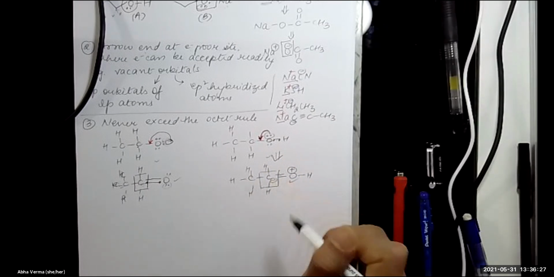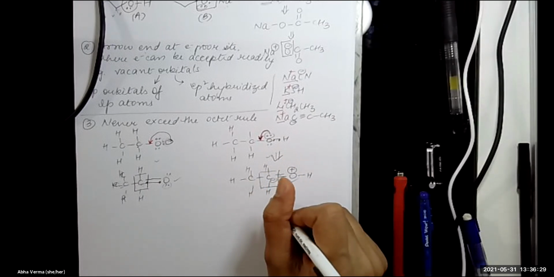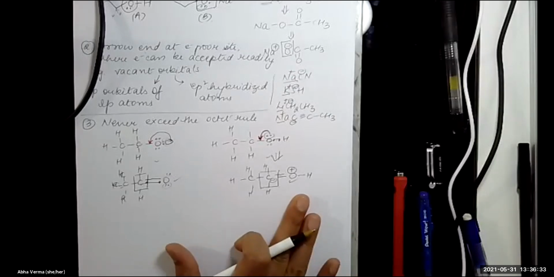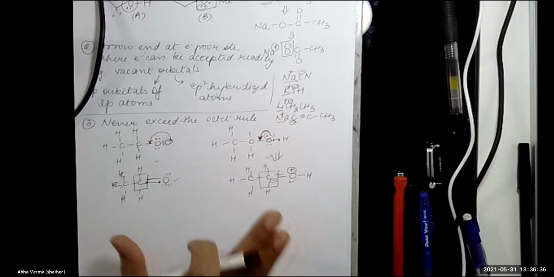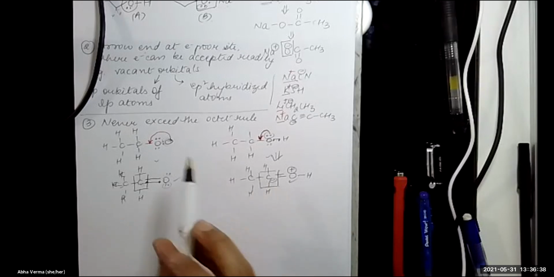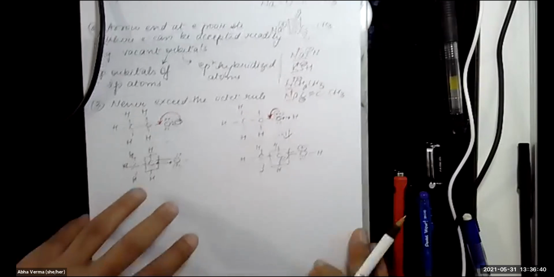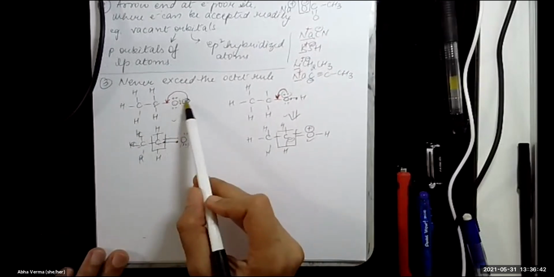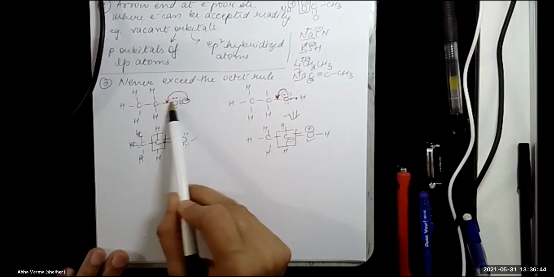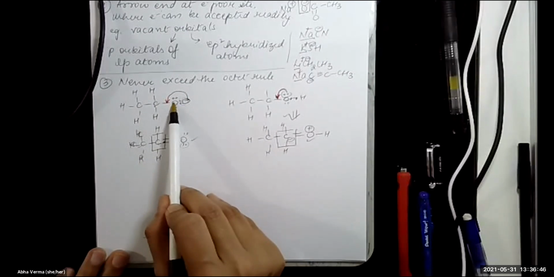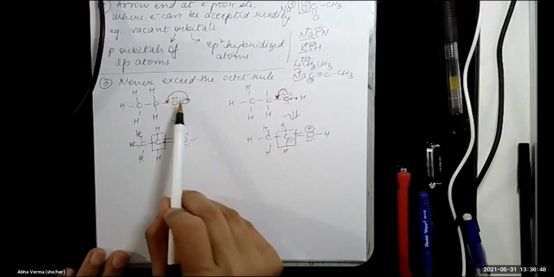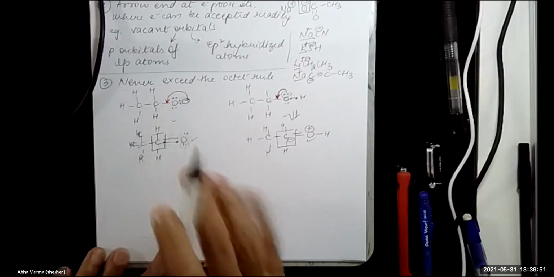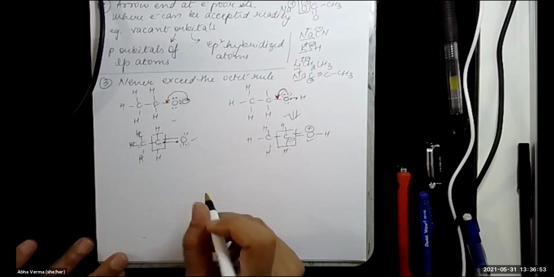What about this carbon? Is the octet being violated or is it maintained? No, it is being violated, yes. So always remember, never ever exceed the octet rule. Whenever you're moving electrons, always remember a new bond will form. A new pi bond will form because the sigma bond is already there.